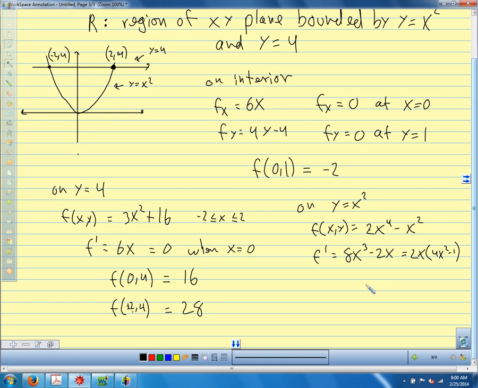And this is going to be 0 when x equals 0. This part's not going to give us a 0 value. Oh no, I'm sorry, it will. This is going to give us 0 when 4x squared minus 1 equals 0, we get x equals plus or minus 1/2. So we get a 0 from here and a 0 from here.